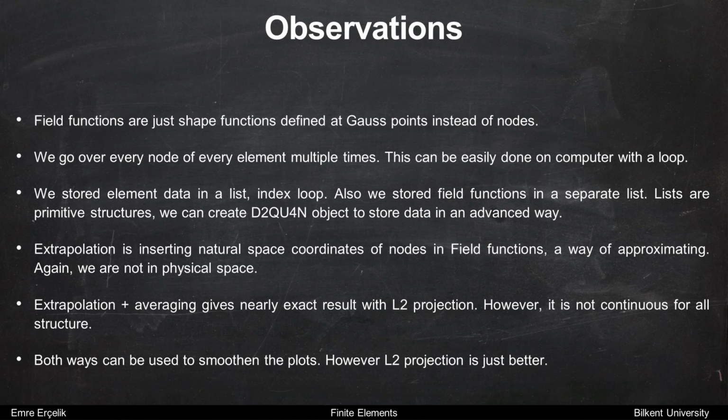Extrapolation is inserting natural space coordinates of nodes in field functions. It's a way of approximating. Again, we are not in physical space. Extrapolation and averaging give nearly exact results compared with L2 projection. However, it's not continuous for the whole structure. Both ways can be used to smoothen the plots. However, L2 projection is just better.